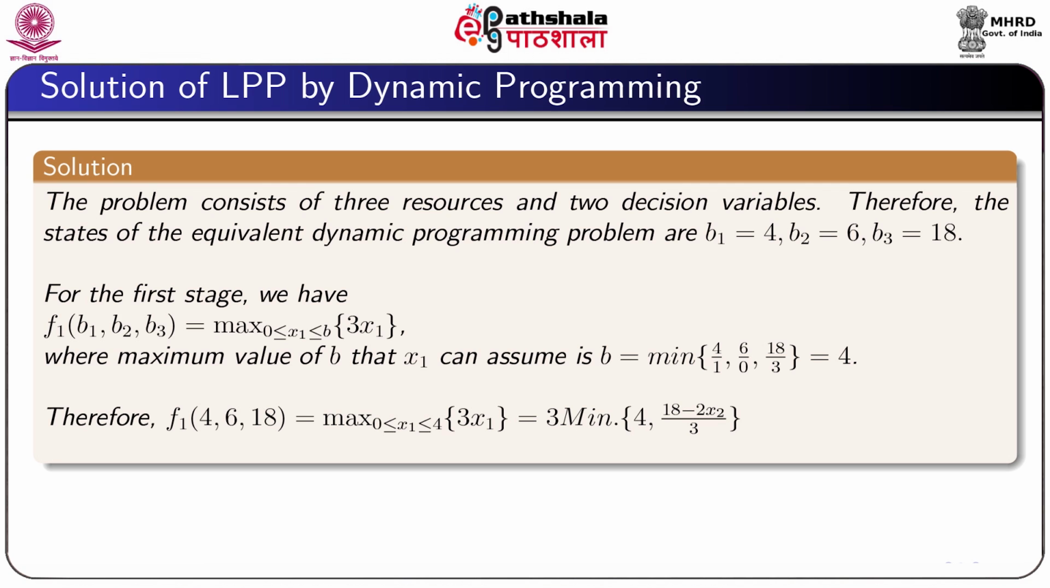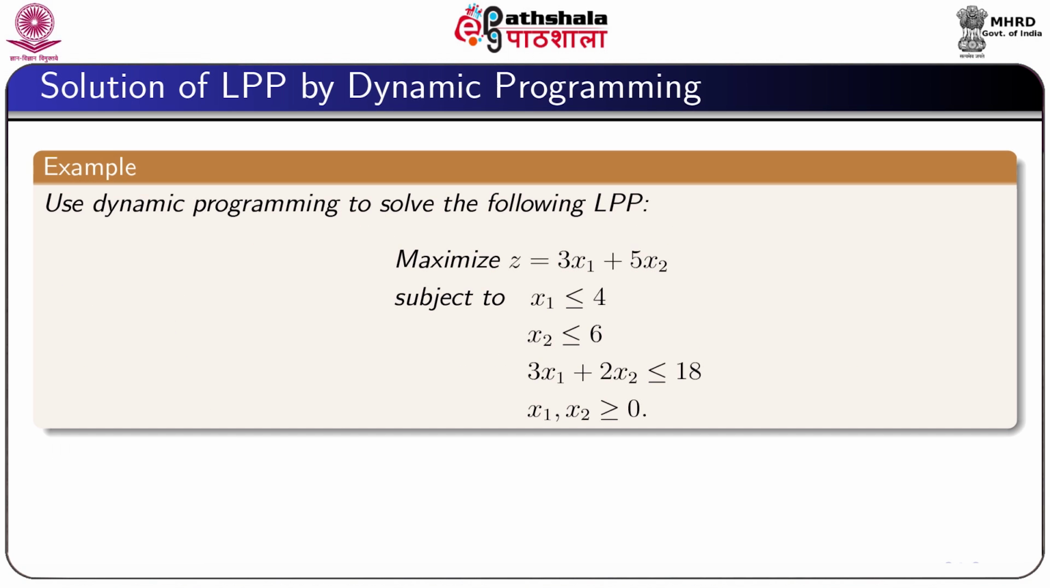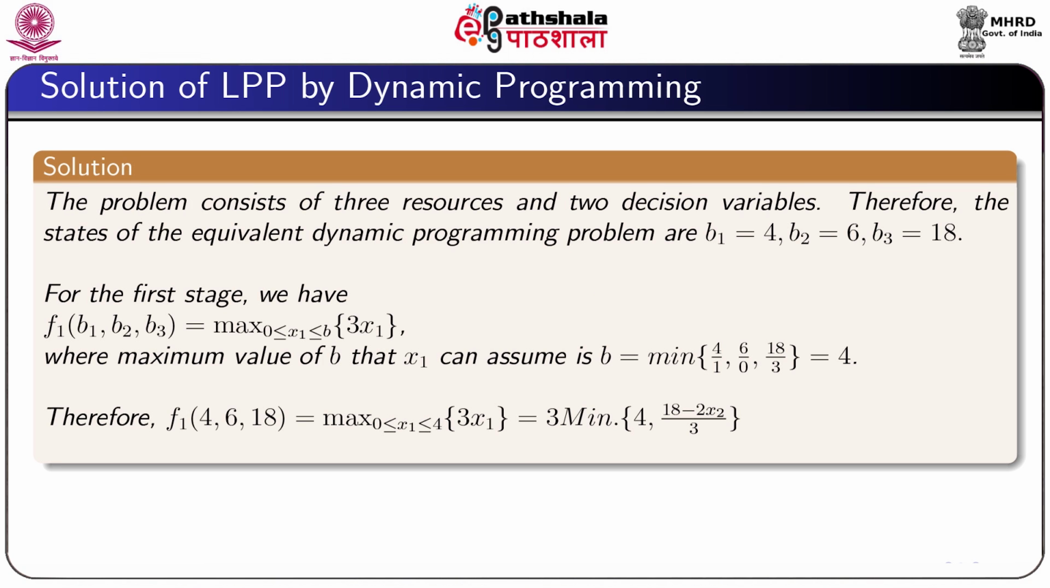Since x 1 is less than or equal to 4 from the first constraint and from the third constraint x 1 is less than or equal to (18 minus 2 x 2) by 3, we have to consider the minimum of these two. Hence, we write 3 into the minimum of 4 and (18 minus 2 x 2) by 3.